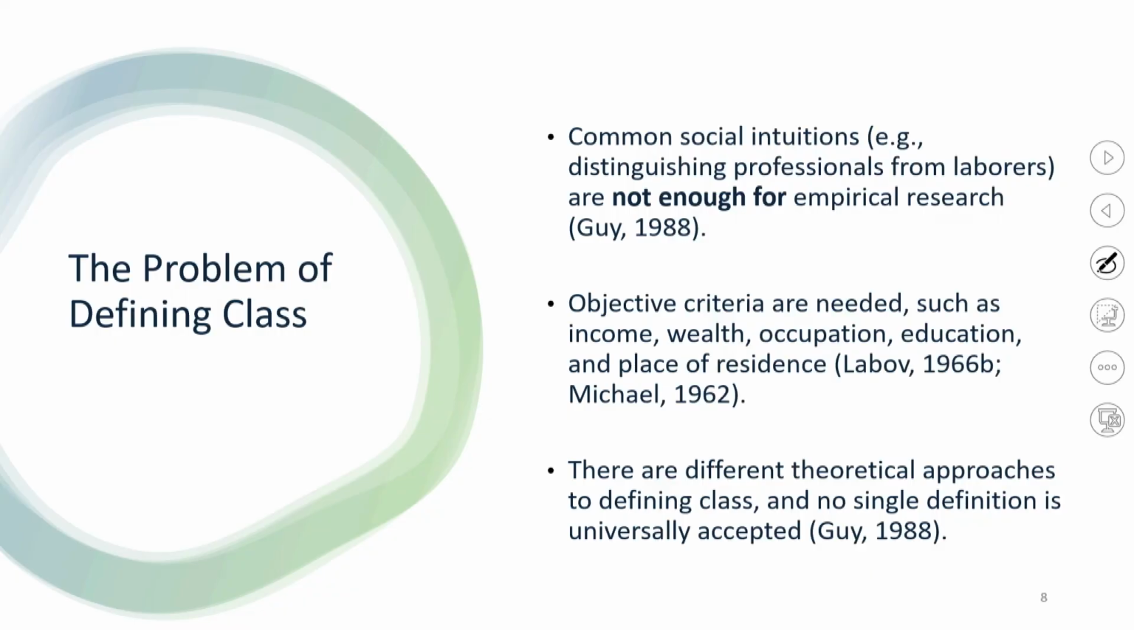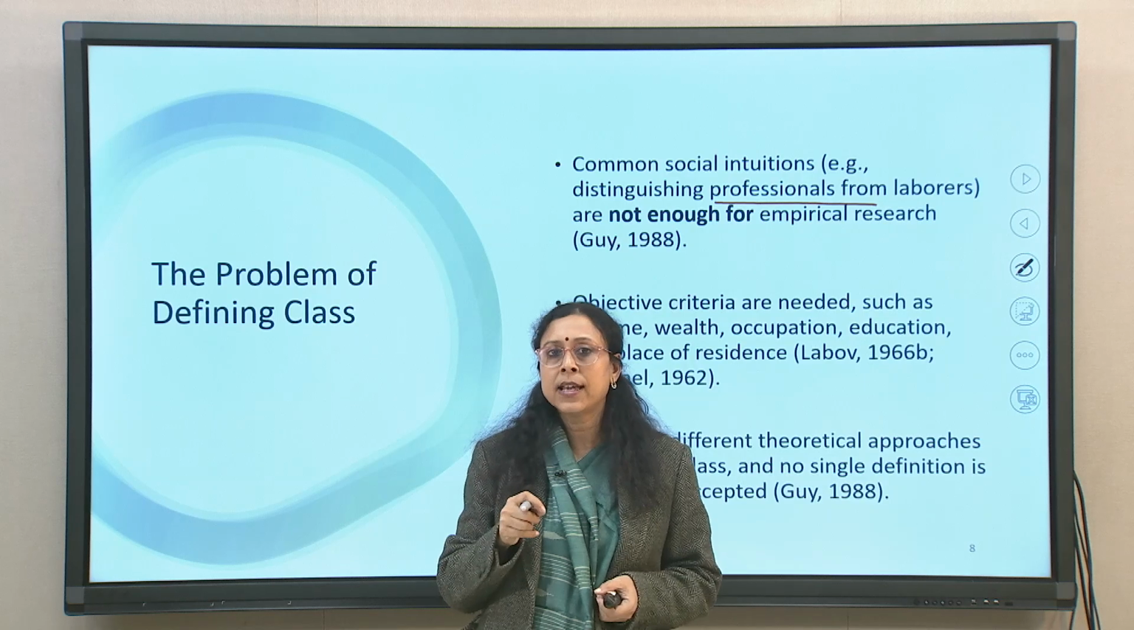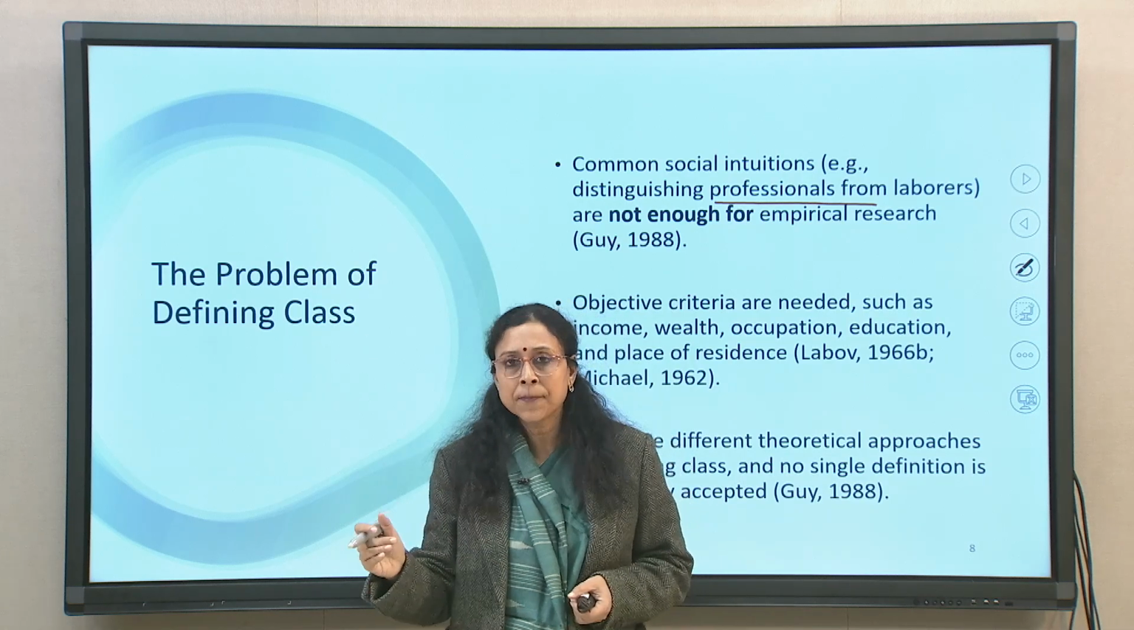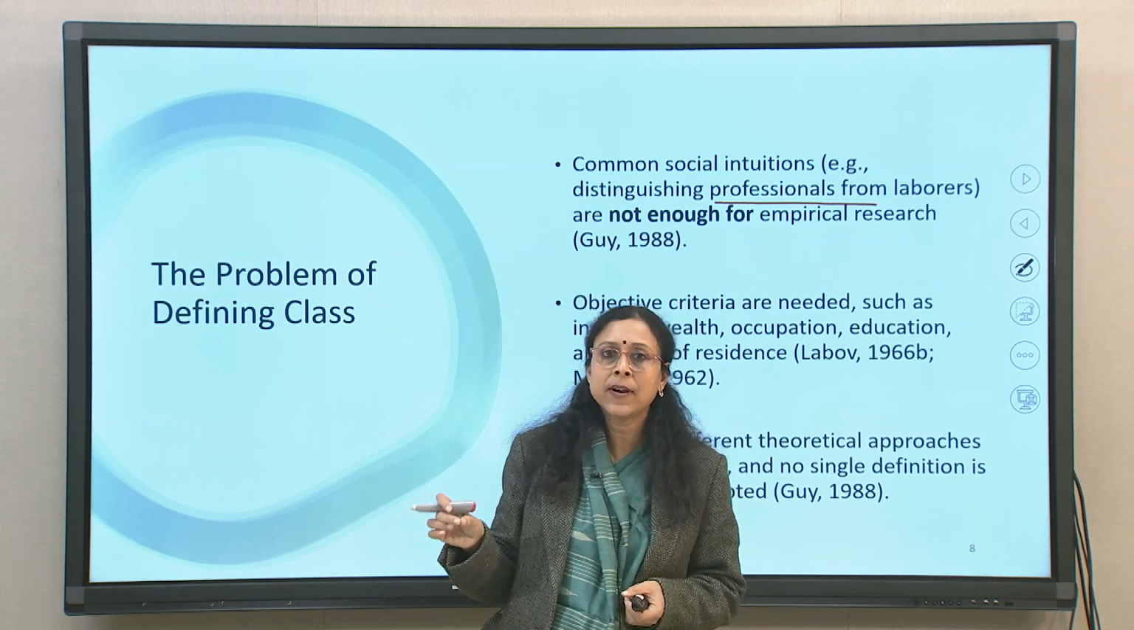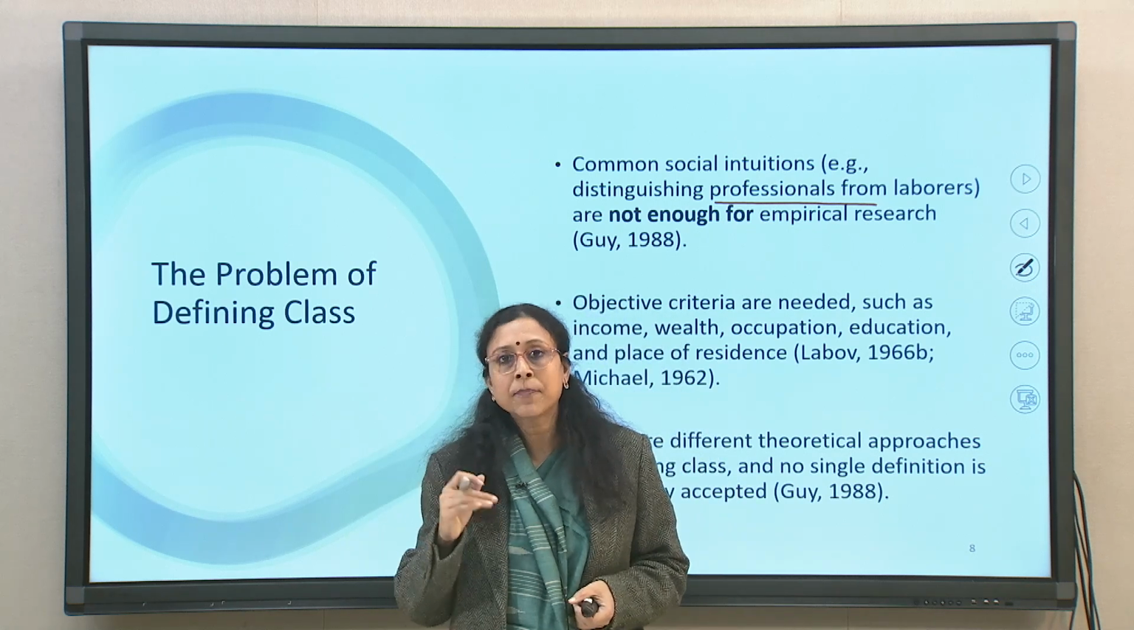This has been problematized a bit over time, and that is why we realize that we need to define that as well. We need to talk about that as well. So, initially the idea was that simple intuitions, like professionals from laborers, that kind of distinction was considered fine, but then eventually we realized that it is not enough for empirical research, because for empirical research you need to define, if you say that x belongs to class 1 and y belongs to class 2, you have to define how they differ on what parameters.